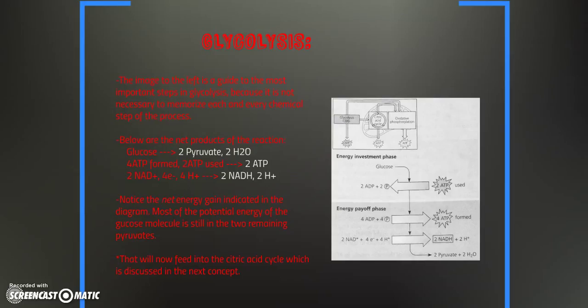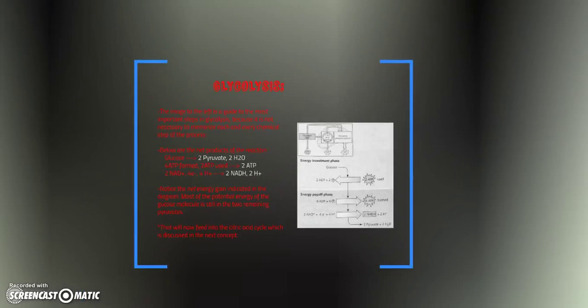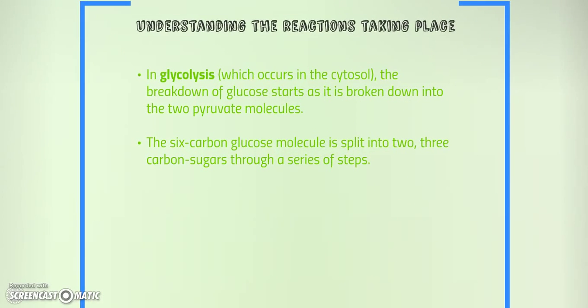We have 2 NAD+ plus 4 electrons and 4 hydrogen ions, which is going to be made into 2 NADH and 2 hydrogen ions. So for the net energy gain indicated in the diagram, we want to remember that most of the potential energy of the glucose molecule is still in the 2 pyruvates. So just to get a little bit more understanding of it, in glycolysis, glucose is broken down into the 2 pyruvate molecules, and the 6-carbon glucose molecule is split into 3-carbon sugars through a series of steps.